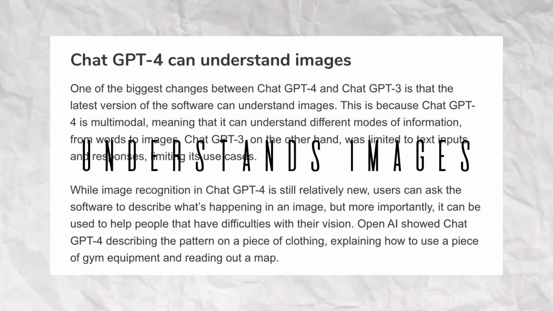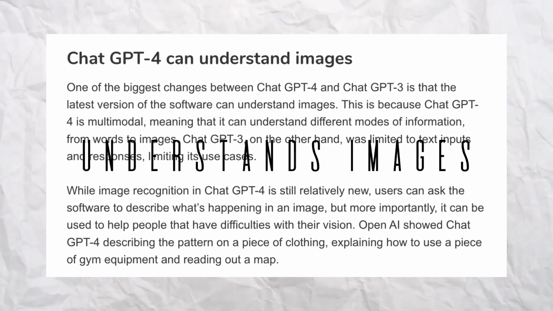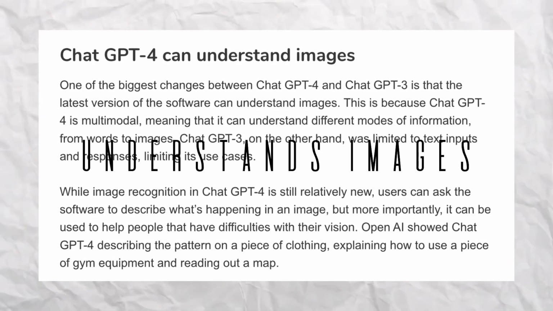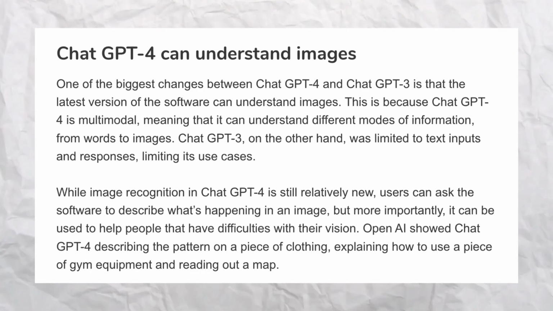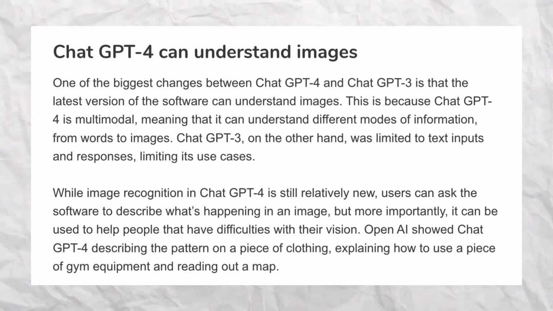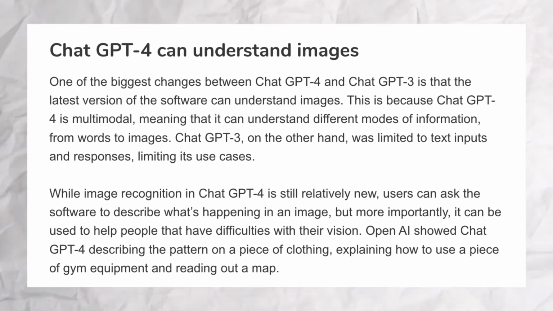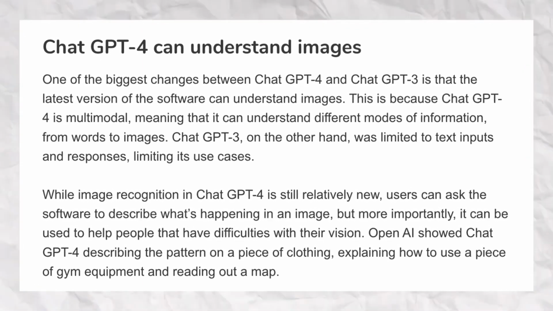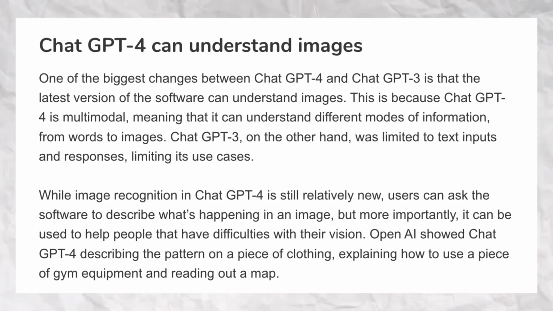Now, one of the biggest changes between ChatGPT-4 and ChatGPT-3 is that the latest version of the software can understand images. This is because ChatGPT-4 is a multimodal, meaning that it can understand different modes of information from words to images. ChatGPT-3, on the other hand, was limited to text inputs and responses, limiting its use cases.